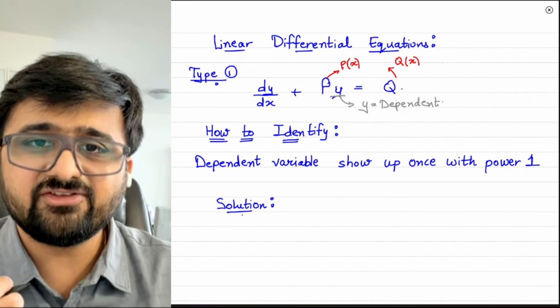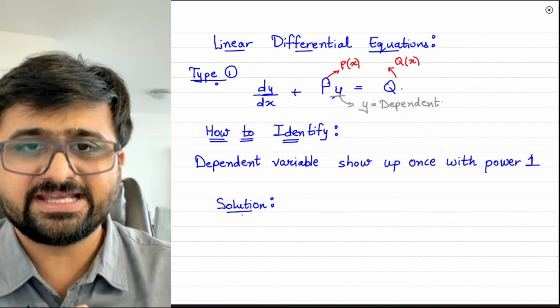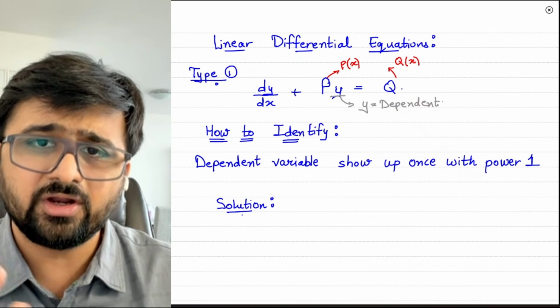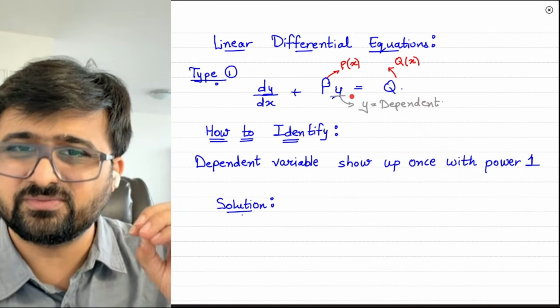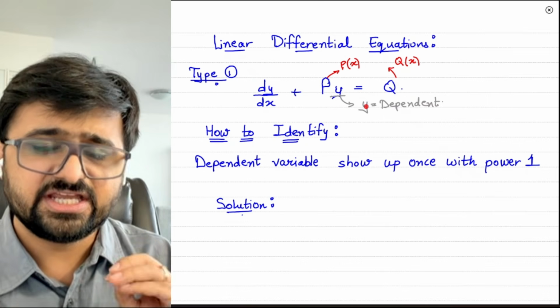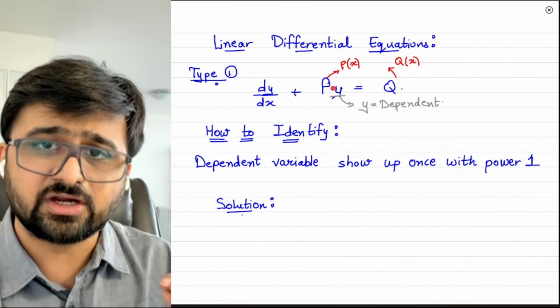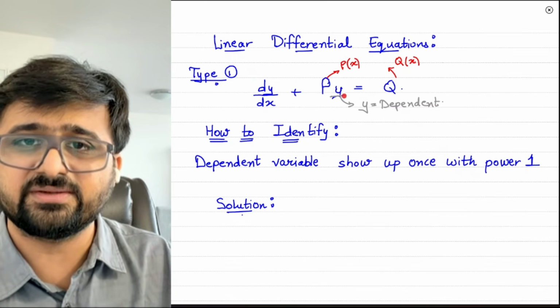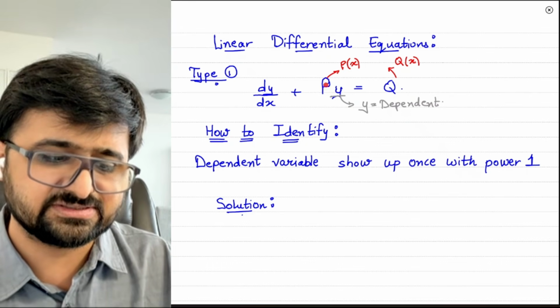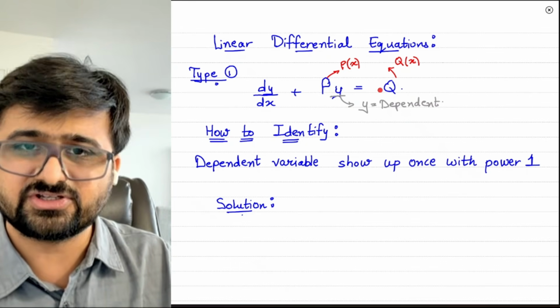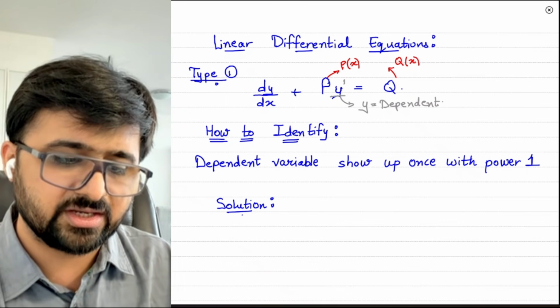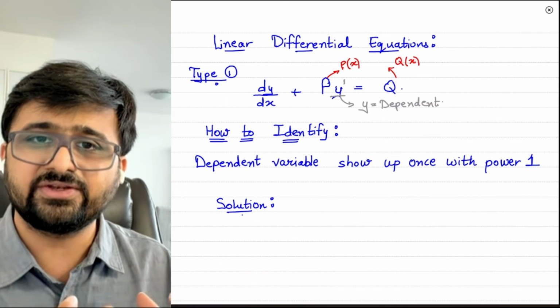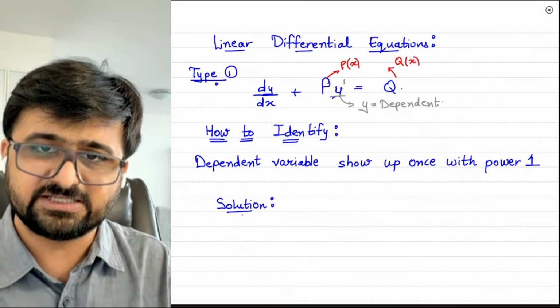How do you identify whether it is of the type dy/dx + Py = Q, or if it's dx/dy + Px = Q? I've seen students getting so much confused here. It's very simple. Remember that the dependent variable is showing up only once, because P is a function of x, Q is a function of x. So the dependent variable y is showing up only once with power 1.